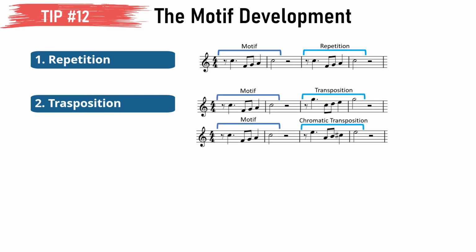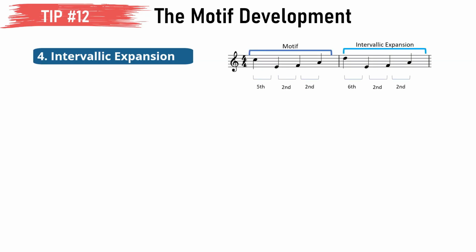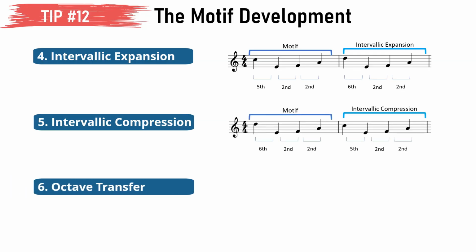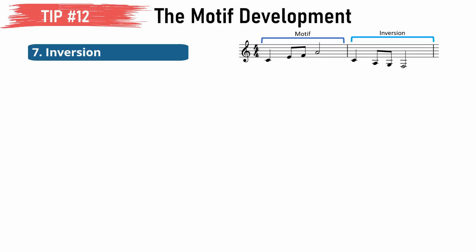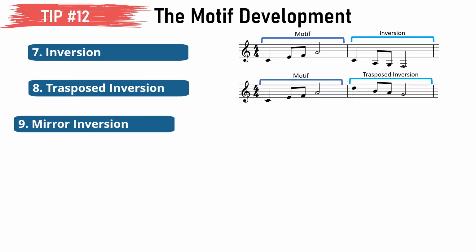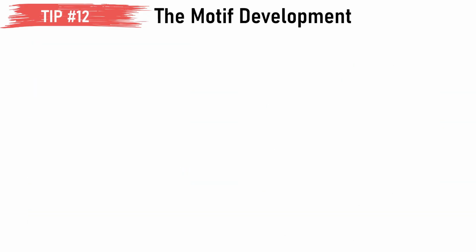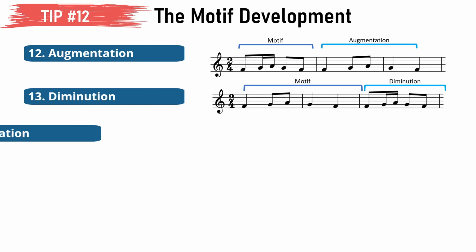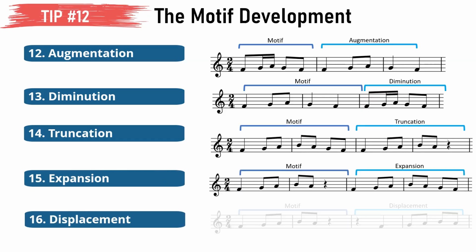By transposition, that can be diatonic or chromatic, by sequences, diatonic or chromatic, by interval expansions, by expansion of an interval, by intervallic compression, by compression of an interval, by octave transfer, that can be complete or partial, or by inversion of the melody, that can be also transposed or mirrored, by retrograde motion, that can be also inverted, and finally by augmentation of the duration of the notes or by the diminution of them, by truncation of a part of the motif or by expansion of a part of it, by displacement.